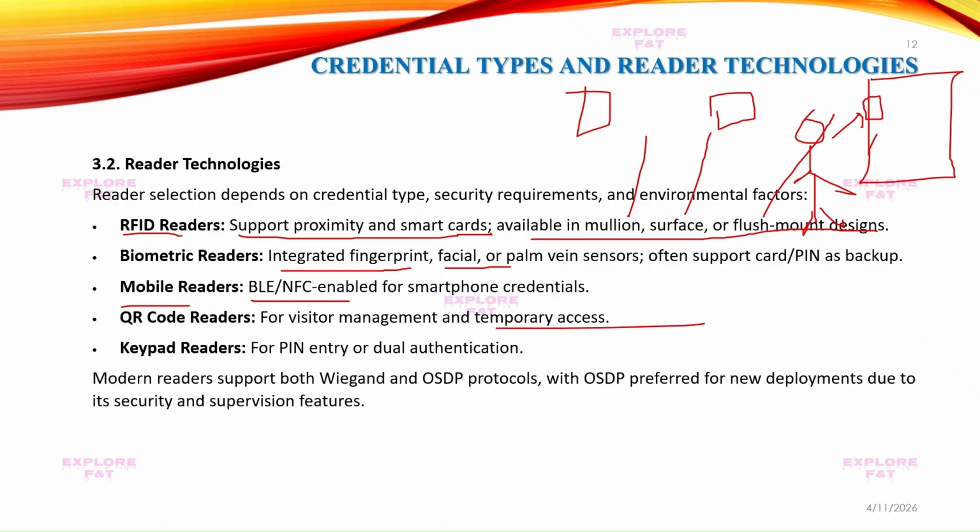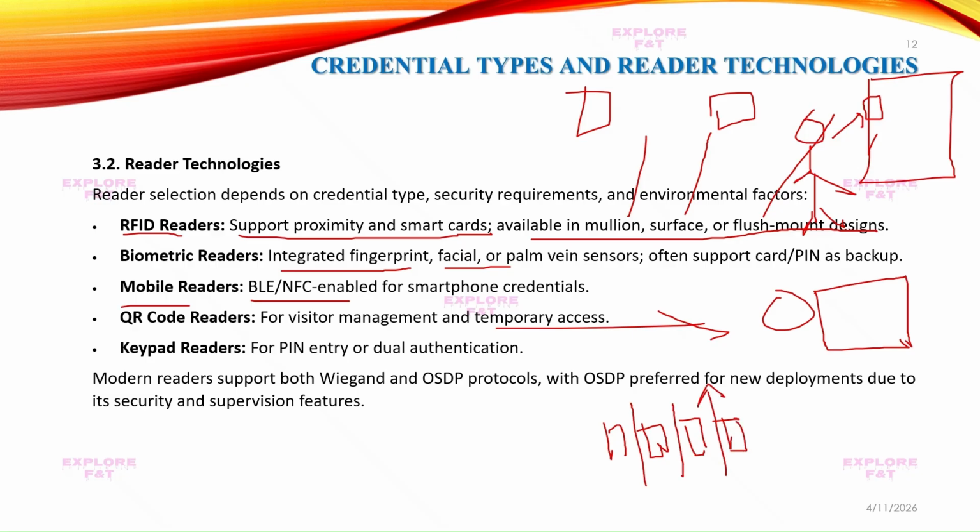If you remember, in the metro you normally get a QR code to go inside. There is one security door in every metro station, and this is called a turnstile. People go through this way. So this is called QR code readers. Keypad readers are used for pin entry or dual authentication. Modern readers support both Wiegand and OSDP protocol, with OSDP preferred for new deployments due to its security and supervision features.